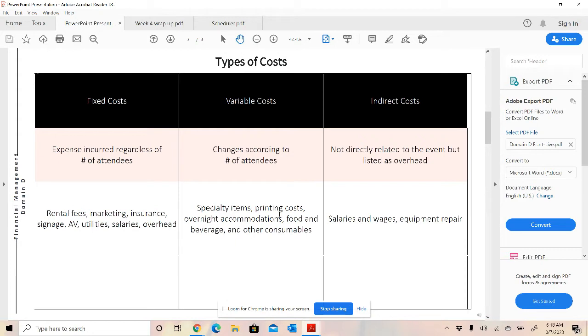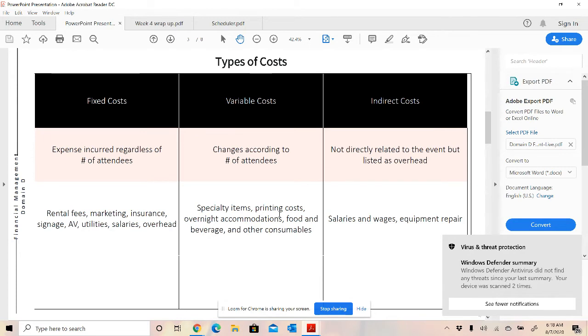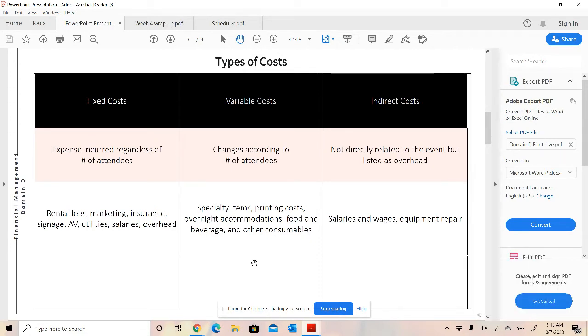So a variable cost, that's the one that's going to change. That's the variable factor. If you have 5 attendees, your food and beverage bill is going to be much less than if you had 500 attendees. So the cost for food and beverage, specialty items, printing cost, overnight accommodations, other consumables, anything that is consumable is a variable cost. So remember, it varies based on the number of attendees.